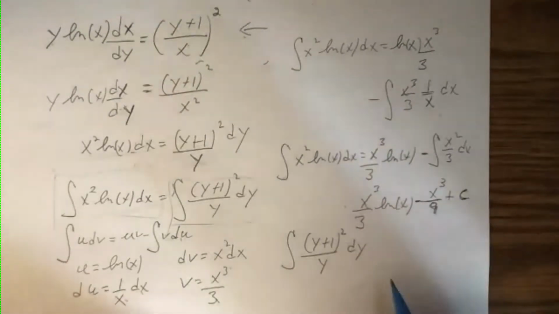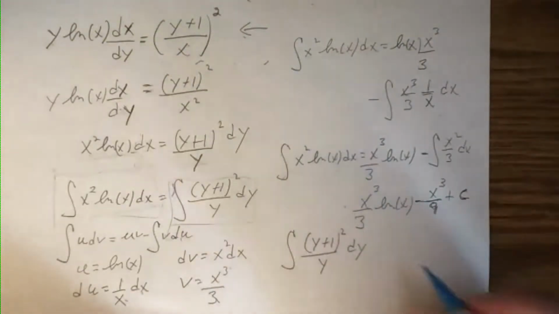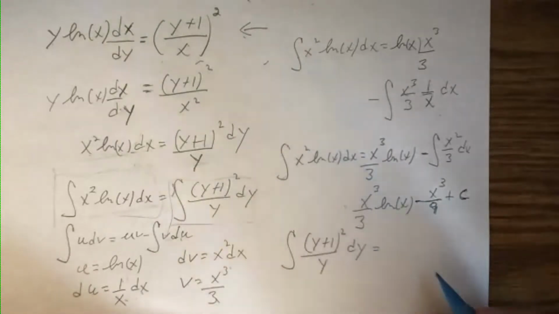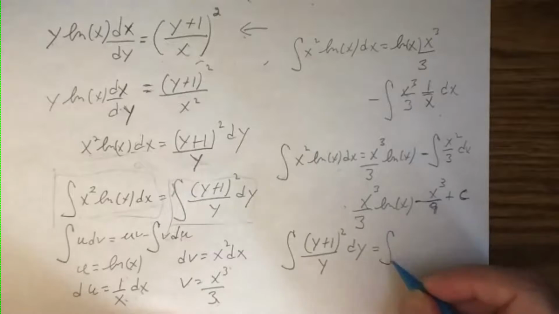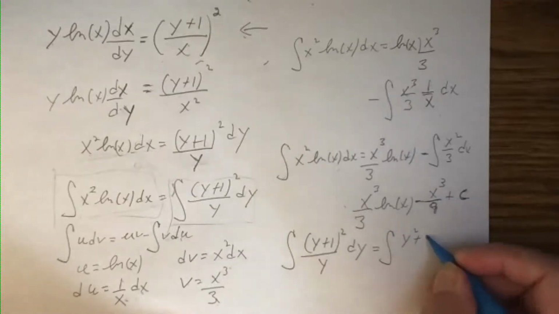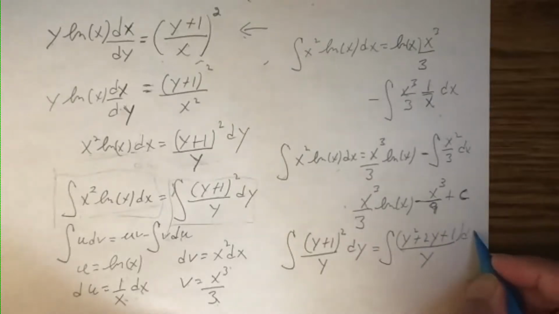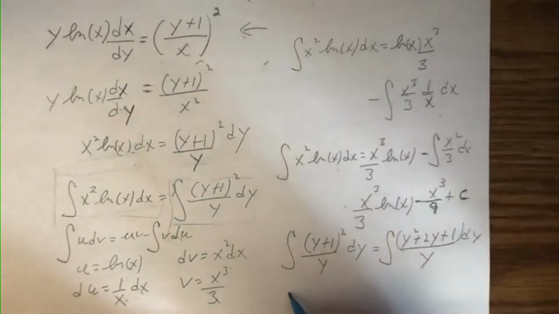All right. Now this integral here, this one's pretty easy to do. I can expand this, right? I can write this as x squared plus 2y plus 1, all divided by y, dy. And then I'll put it over here. Then I can write this as the integral. This would be y plus 2, right?